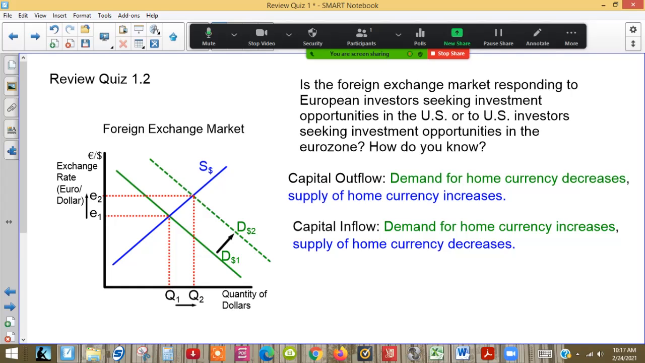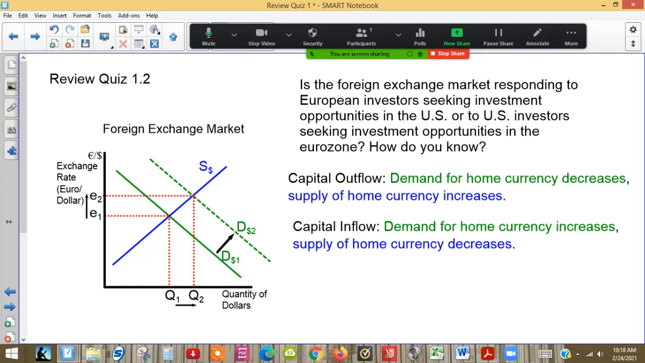So is the foreign exchange market responding to European investors seeking investment opportunities in the US, or the other way around? How do you know? Well, if the demand for dollars is increasing, as we see in this model, it tells you that foreign investors are looking to invest in the U.S. So they're demanding dollars. They're exchanging their euros for dollars in order to look for investment opportunities in the U.S.